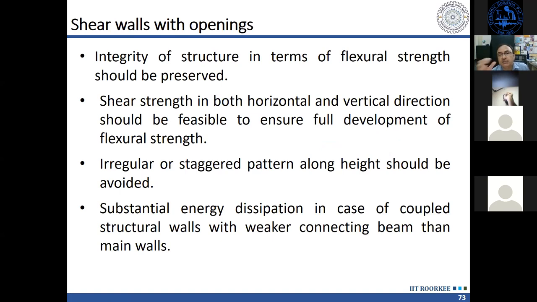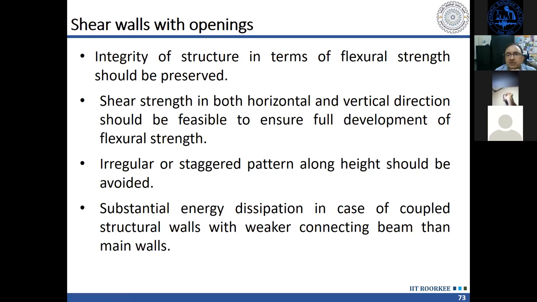Okay, because what will happen if I am having an opening in the boundary element, close to the boundary, then I can see that the flexural strength will be reduced significantly. And I should ensure that the flexural capacity is enough to resist the forces which are expected to come on that building. Otherwise, the opening should be located near the center of the shear wall, so that its effect on bending moment is not significant. Then the shear strength will also be reduced because the cross-sectional area is going to reduce. So the shear strength has to be calculated by considering the reduced area.